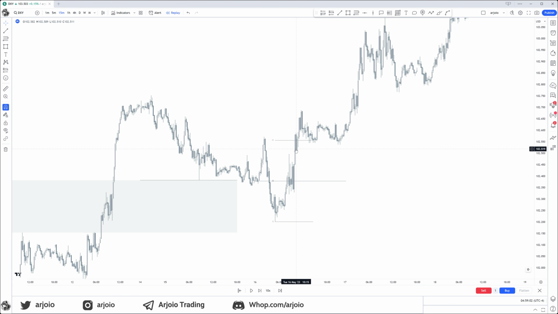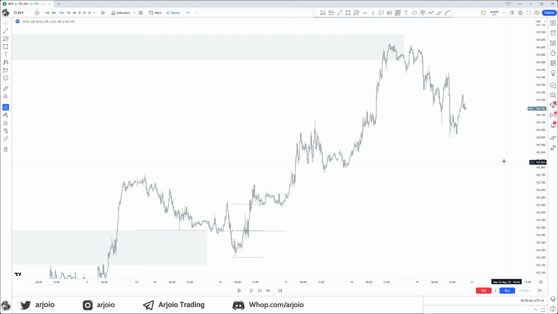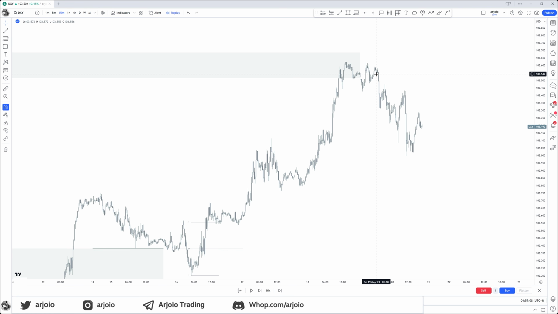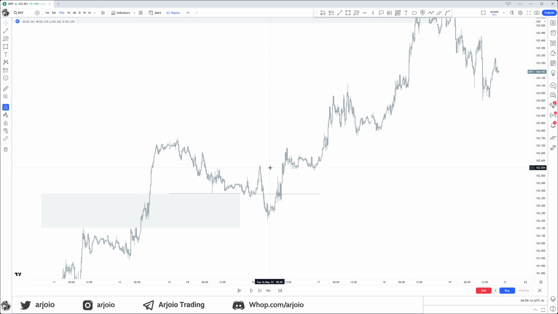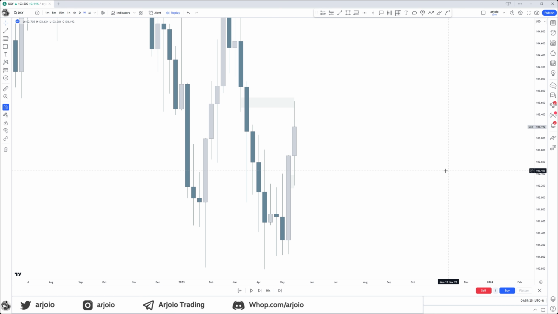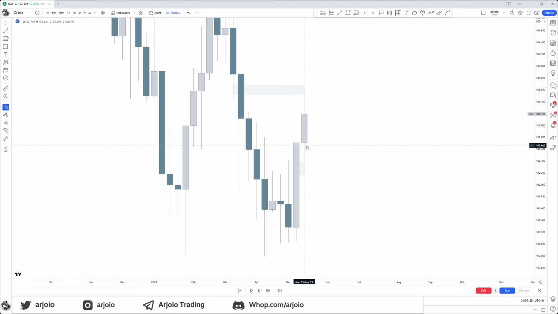Manipulation, accumulation, and then at the end of the week, what do we see? Distribution right there. This is the top of the wick because this is applying it to every single day. But if we now zoom out and go to every week, what do we see? Manipulation with the accumulation. So accumulation, manipulation, distribution. We see the exact same candle.